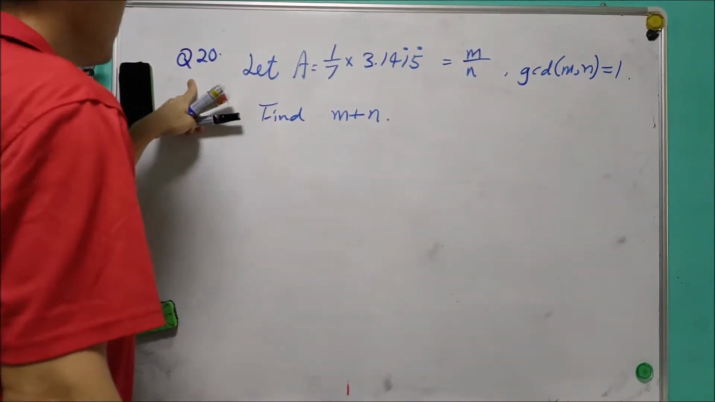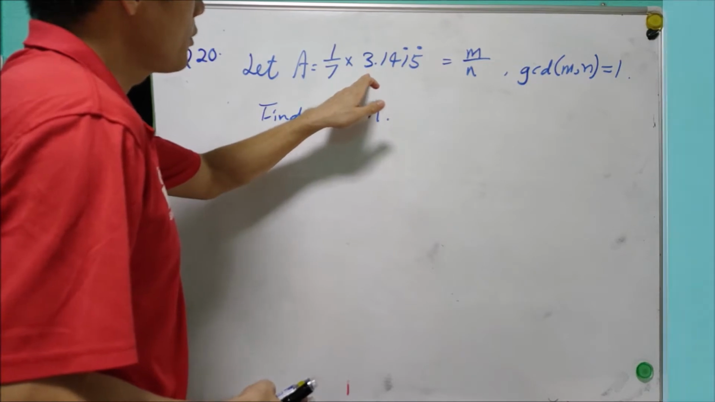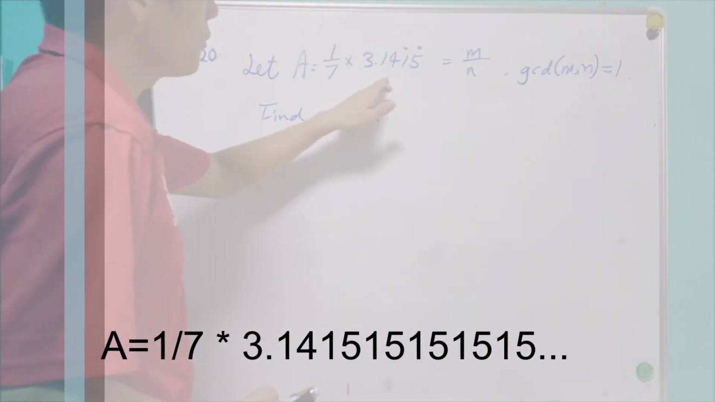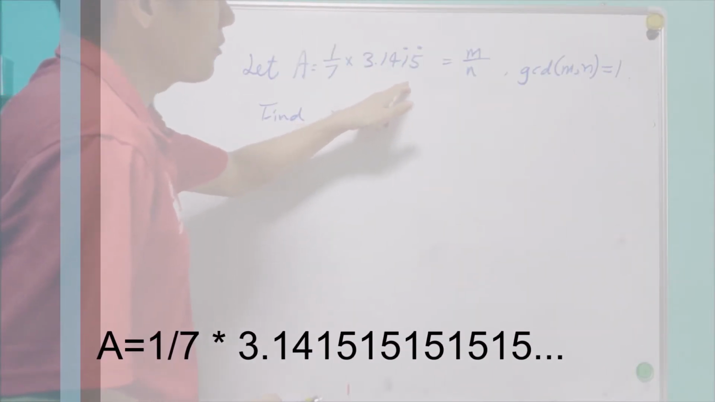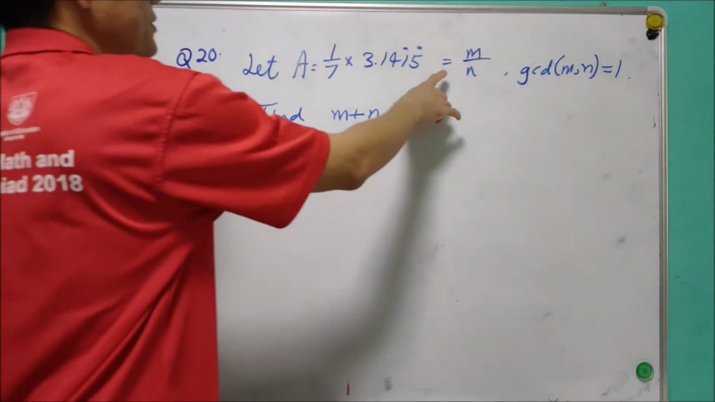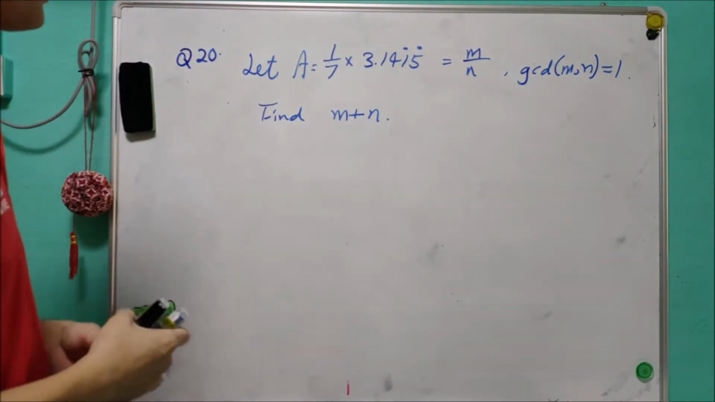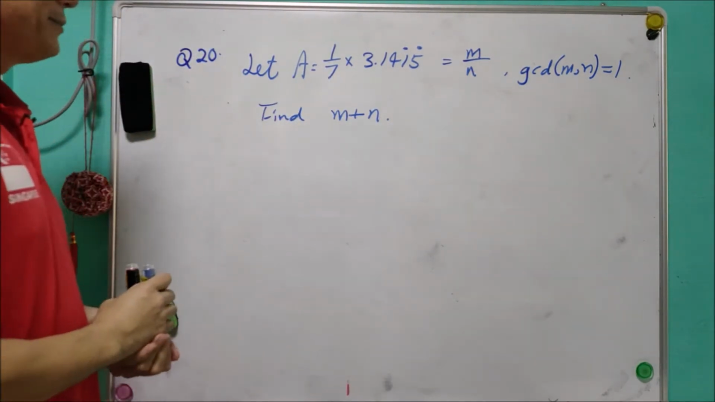So this is question 20. Let A equal 1 over 7 times 3.1415 15151515151515, and it is written as m over n, where the GCD of m and n equals 1. Find the value of m plus n.